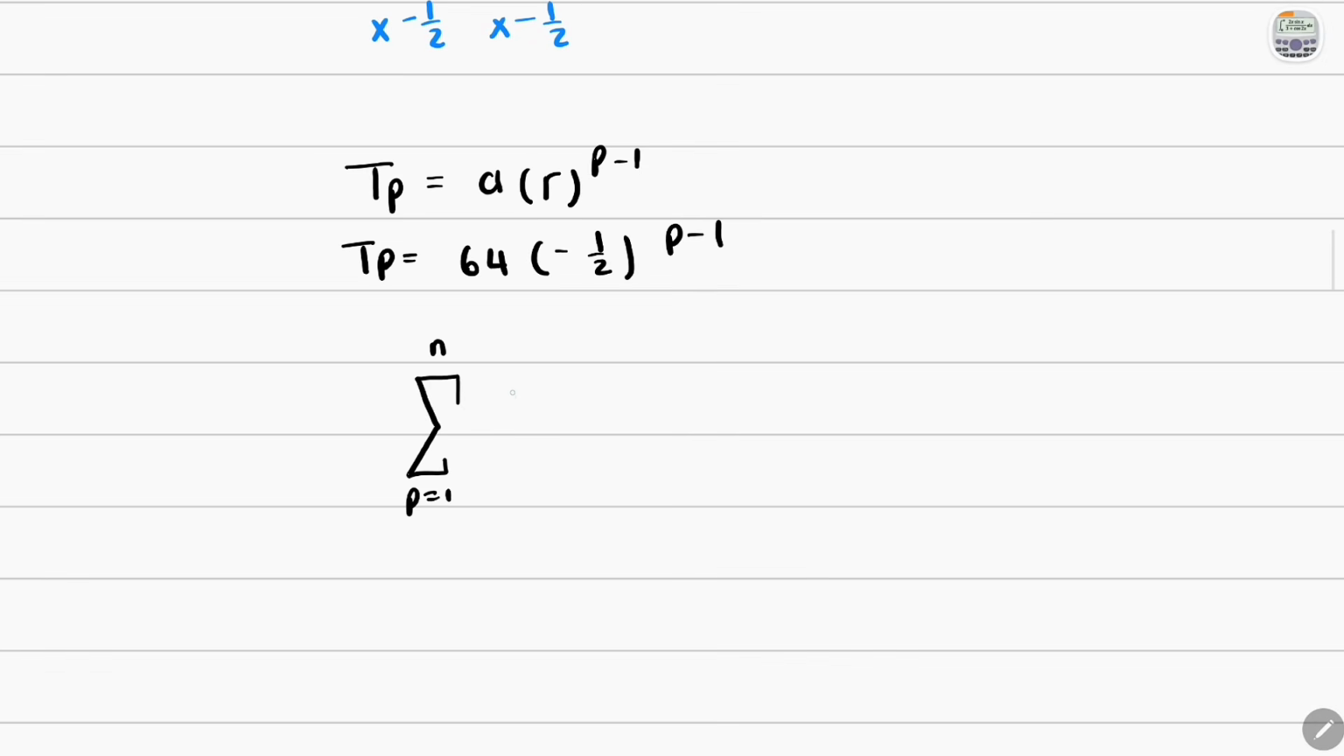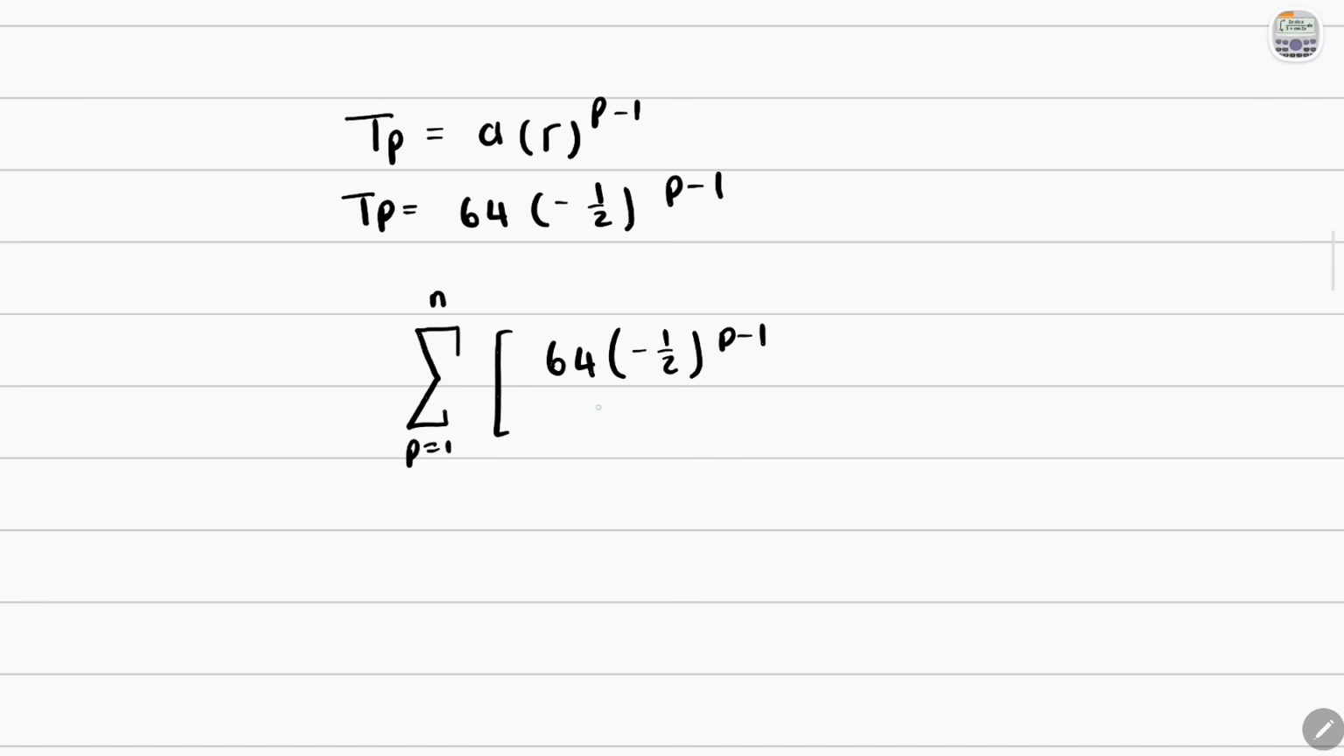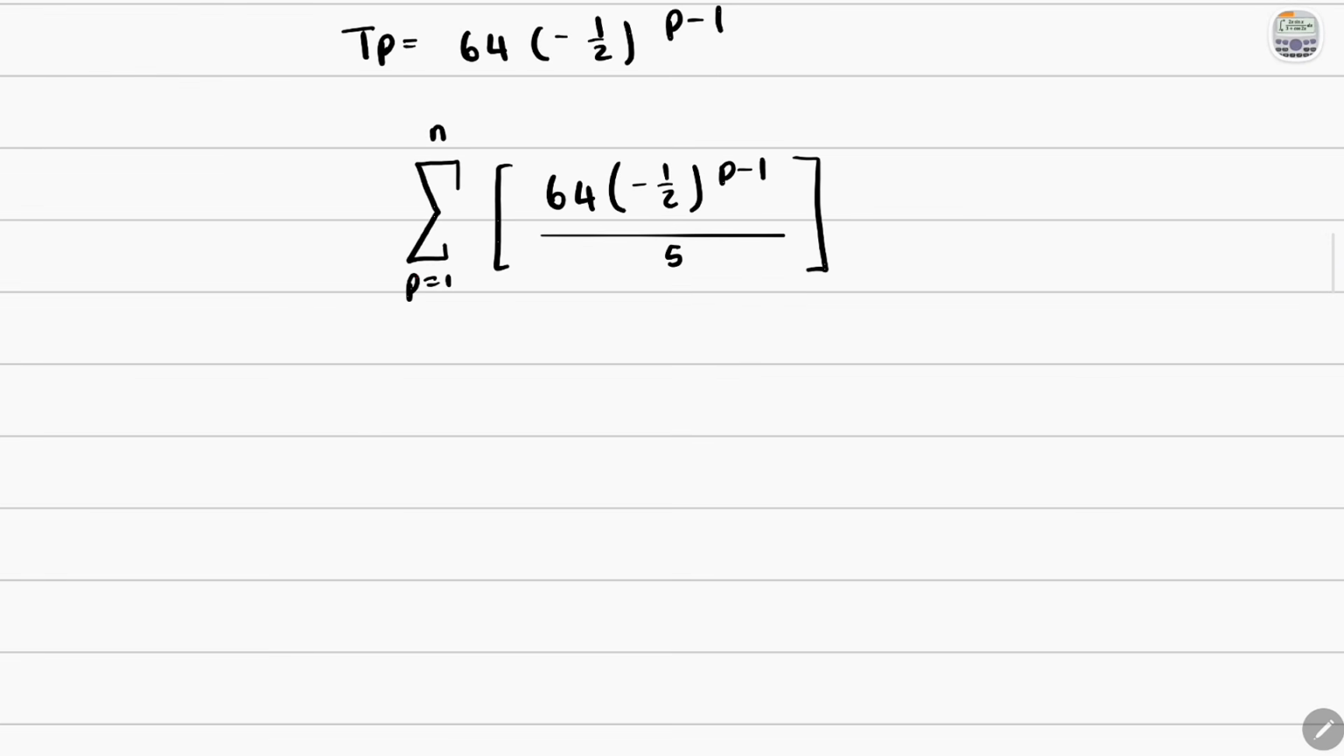Okay, so this is what this looks like, and then we'll put down our series in here. The general term, which is 64 multiplied by negative a half raised to the power of p minus 1. But then remember that this series keeps going, and we have divided by 5. So all of this will be divided by 5. And we could write it like this, or we could simplify it further, so it will look like this instead.